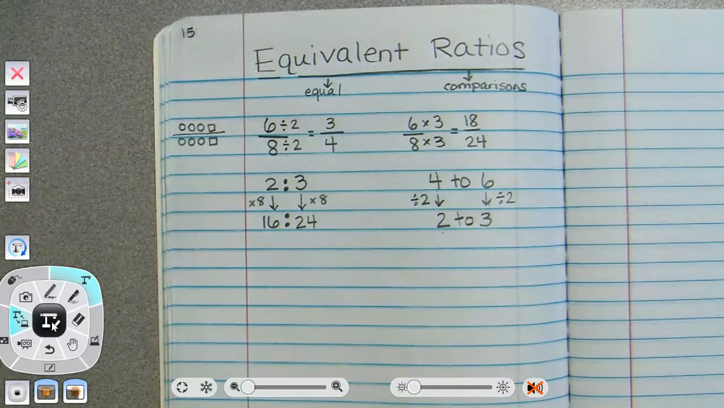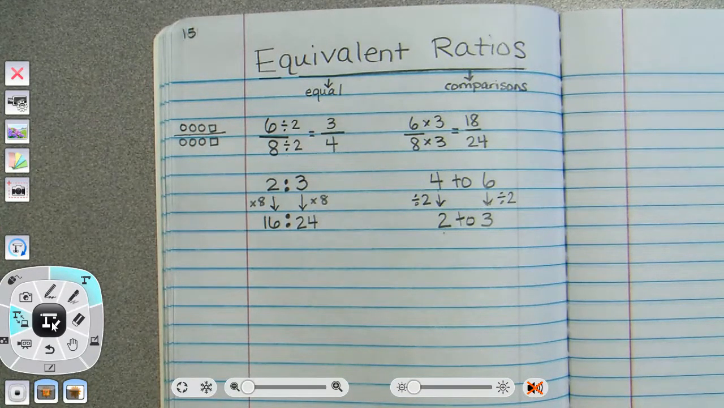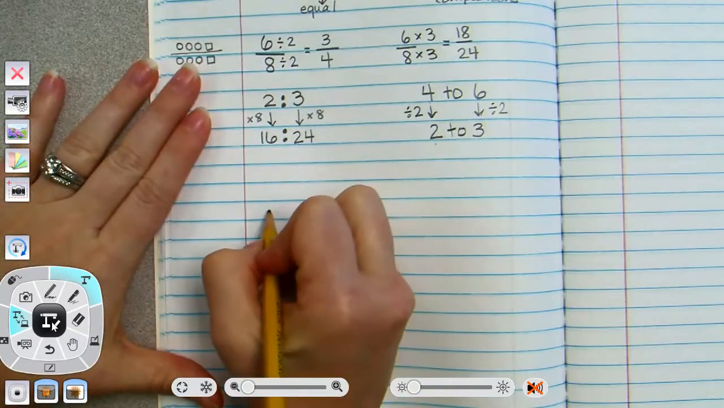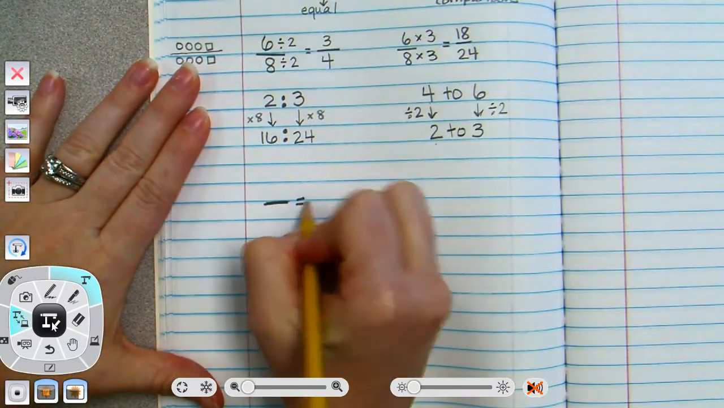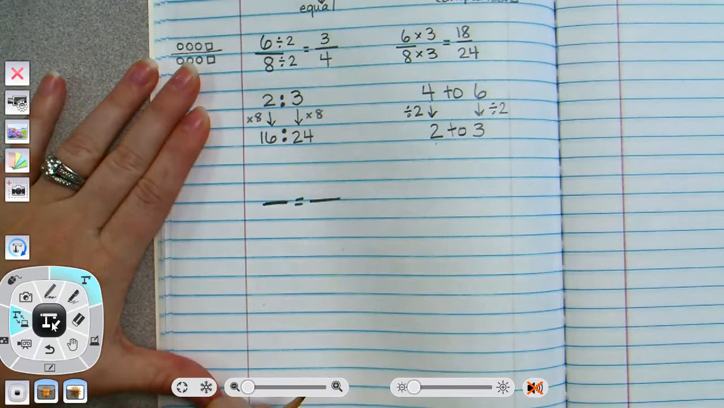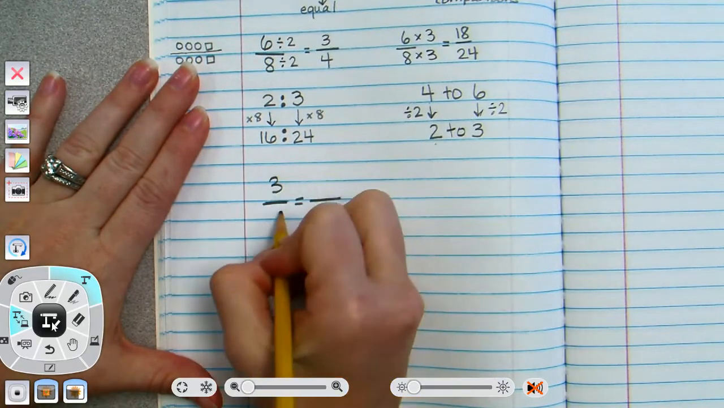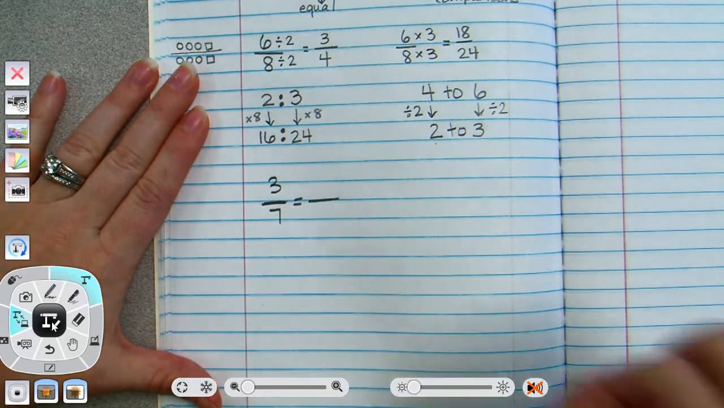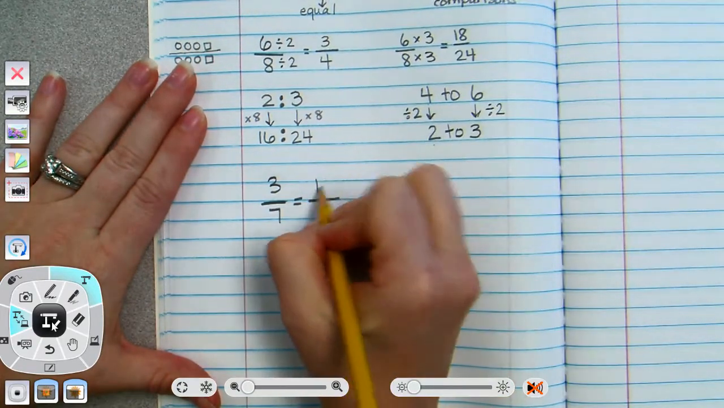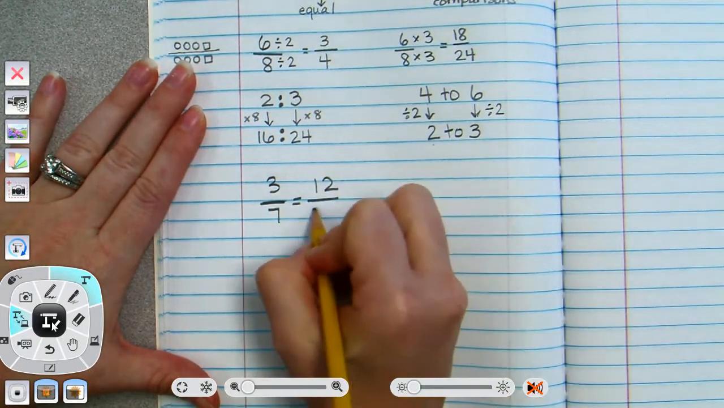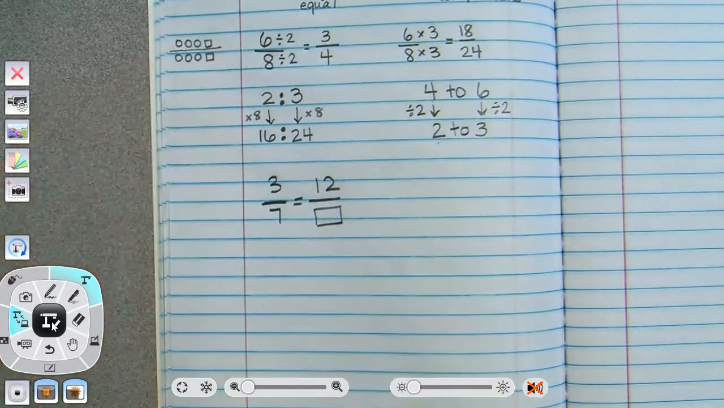Okay, the final part of our notes today is what we can do when we have some missing pieces. So let's do a fraction form. I'm going to get 2 fraction lines ready with an equal sign. And I'm going to get a ratio. So I'm going to do 3 and 7, and I'm going to do a 12 on top over here, and then there's a box because I don't know what that means.